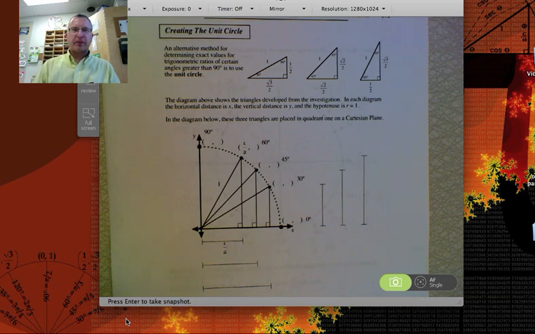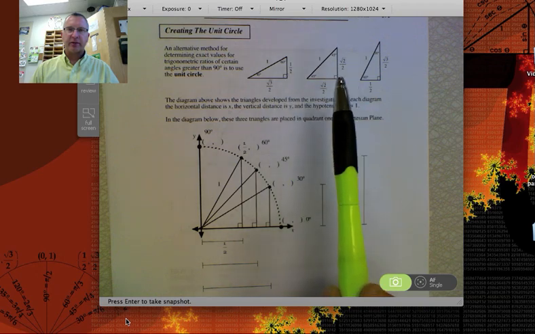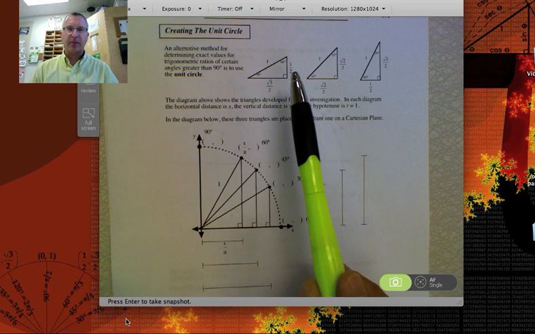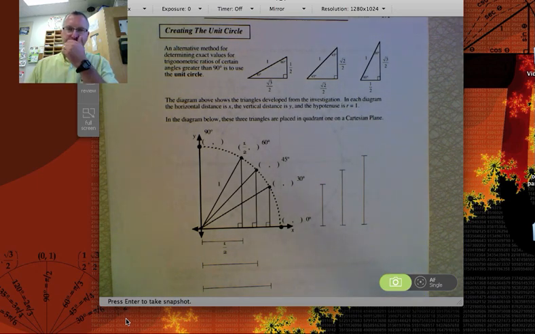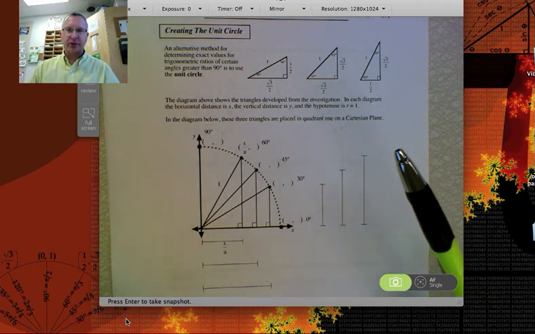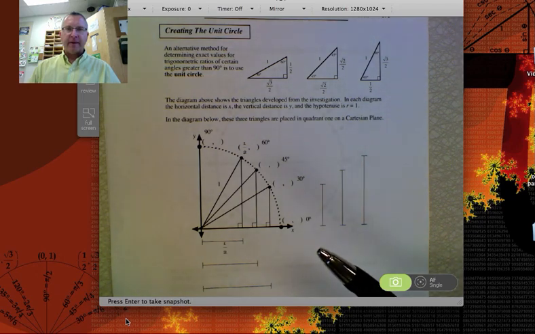So in the first part of this lesson, we talked about special triangles and exact values. We talked about how our special triangles are a 30, 60, 90, a 45, 45, 90, and a 60, 30, 90, and we talked about how we came up with these ratios. And I kept talking about how it relates to something called a unit circle. So we're going to look at how we develop the unit circle.